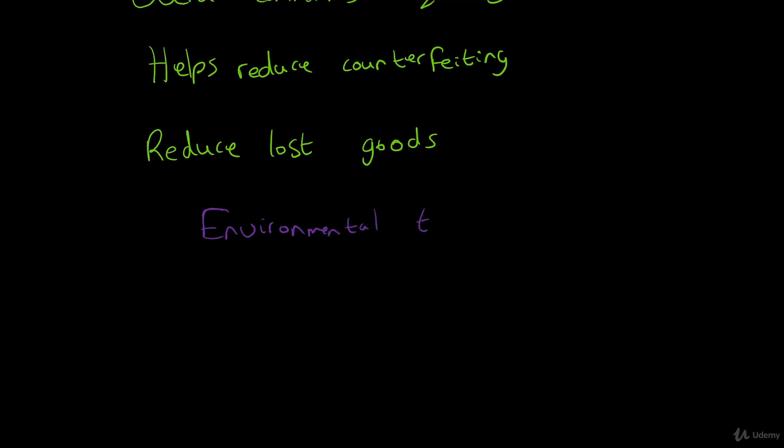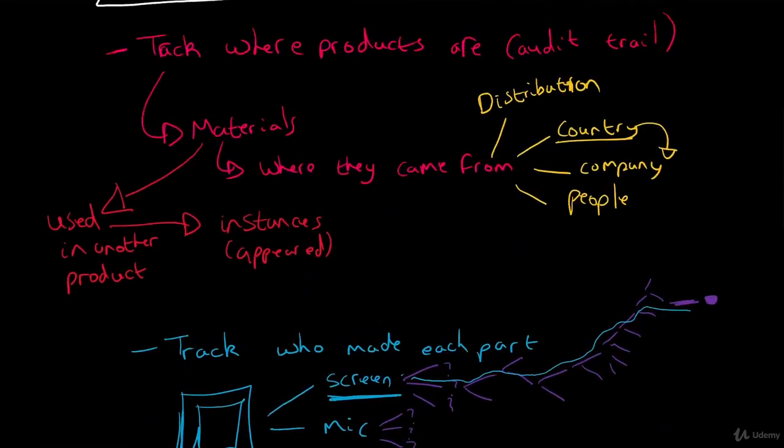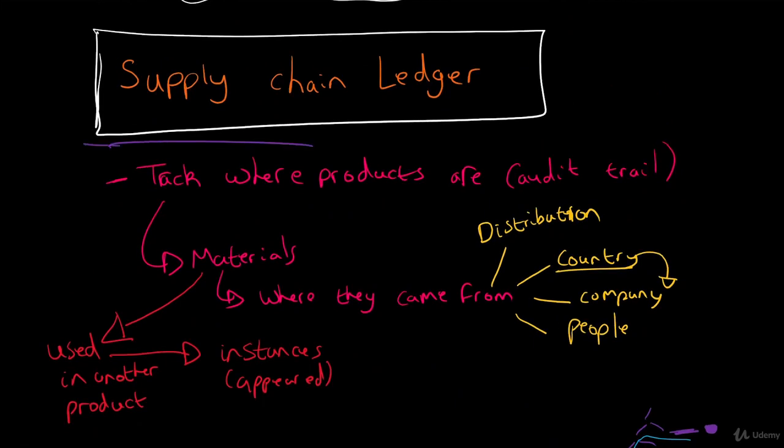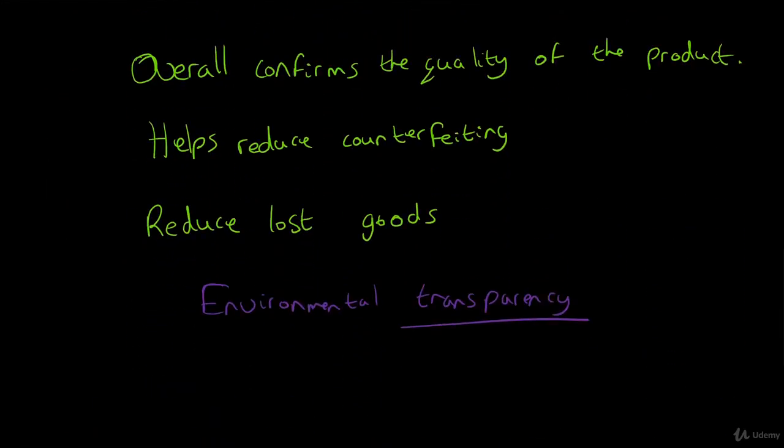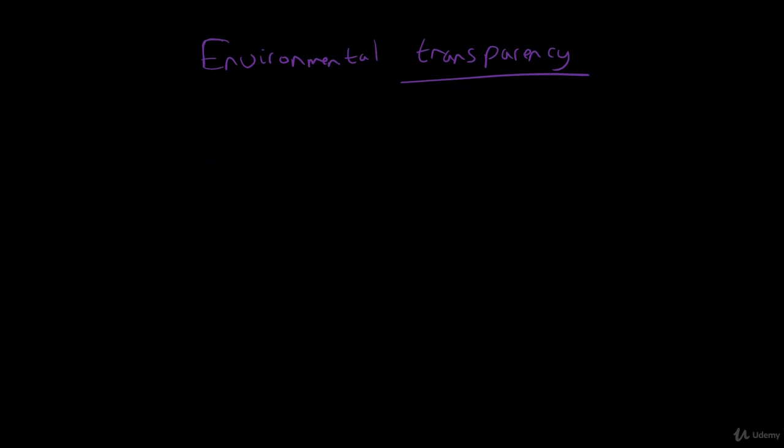And overall it also has environmental transparency, so you can see what country was involved, what materials, where the materials came from. Maybe it was wood and it's from an endangered rainforest, or it's skin of an endangered species, and otherwise you would not have known that, and that might actually change the way you perceive the item, or even whether you're going to buy the item. So that is the supply chain ledger.